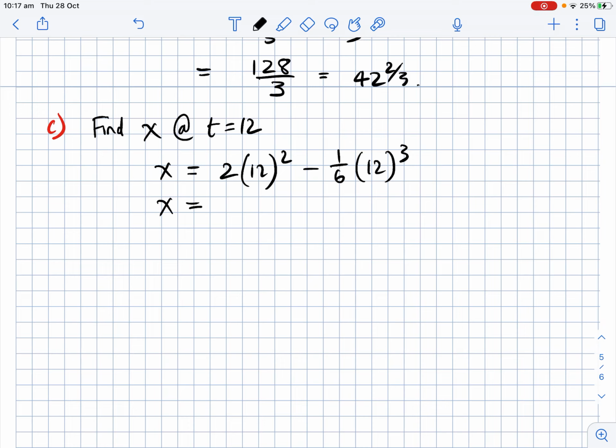Just finding my calculator here. So 2 times 12 squared minus 12 cubed divided by 3.